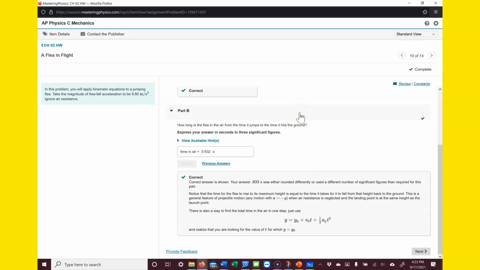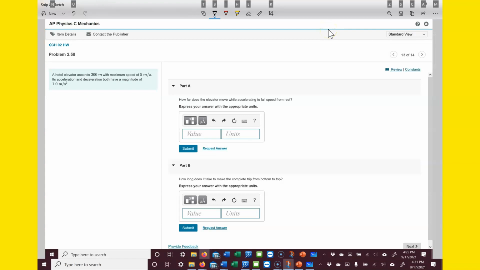Alright. We're doing problem 13 now. A hotel elevator ascends 200 meters with a maximum speed of 5 meters per second. Its acceleration and deceleration both have a magnitude of 1 meter per second squared.